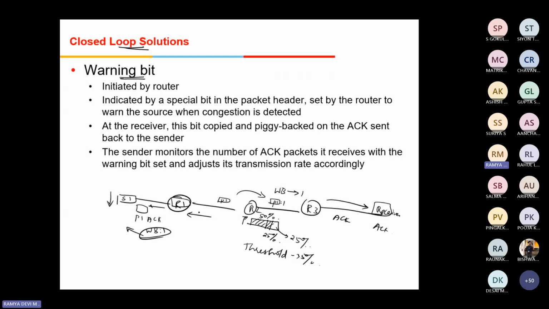Once receiving the acknowledgements with warning bits, the sender will become aware of congestion. Immediately, the sender will gradually reduce the transmission rate. So this will happen before the packets are being dropped. Any doubts?